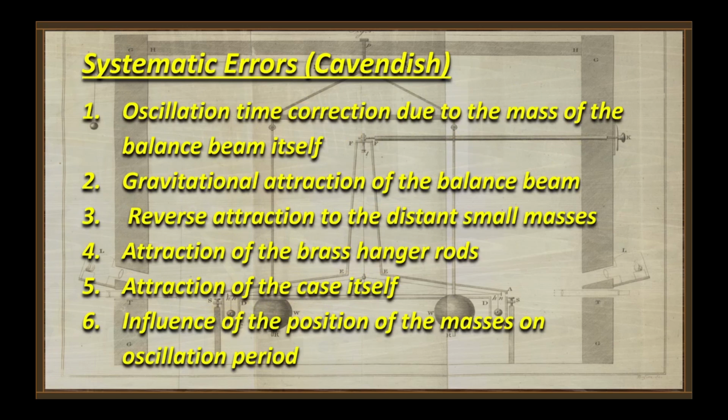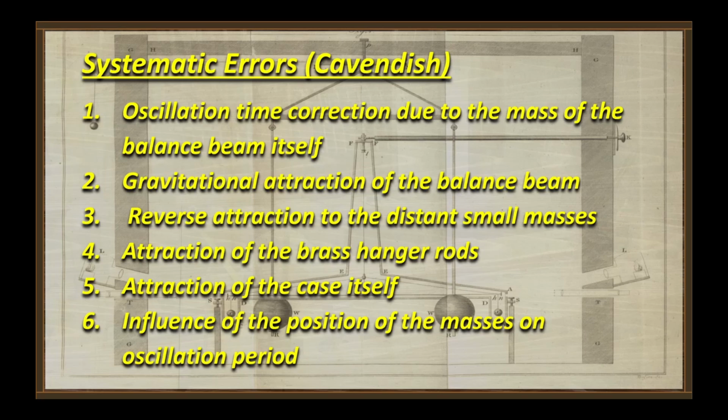Systematic errors, though, are another thing. These are errors that are constantly present in the experiment, and they're things that you can take into account because they're always there. Cavendish identified 6 different possible systematic errors. The first is an oscillation time correction due to the mass of the balance beam itself. Again, we talked about this in part 1. The second error that Cavendish identified was the gravitational attraction of the balance beam itself.